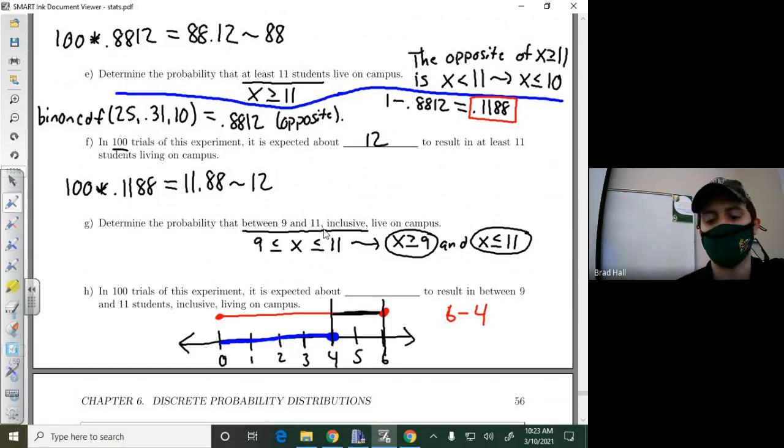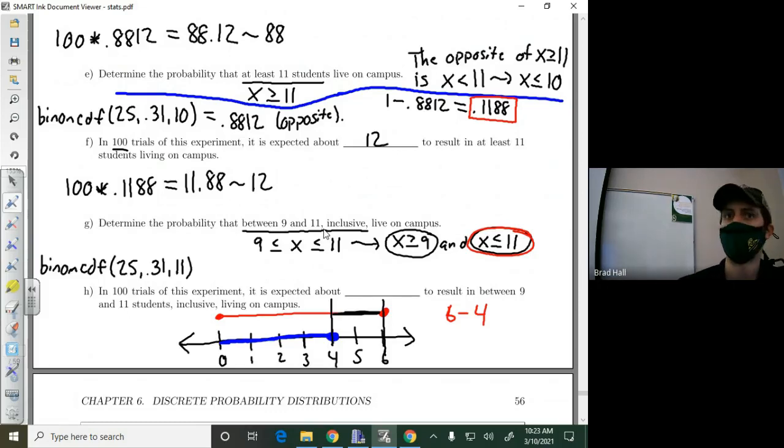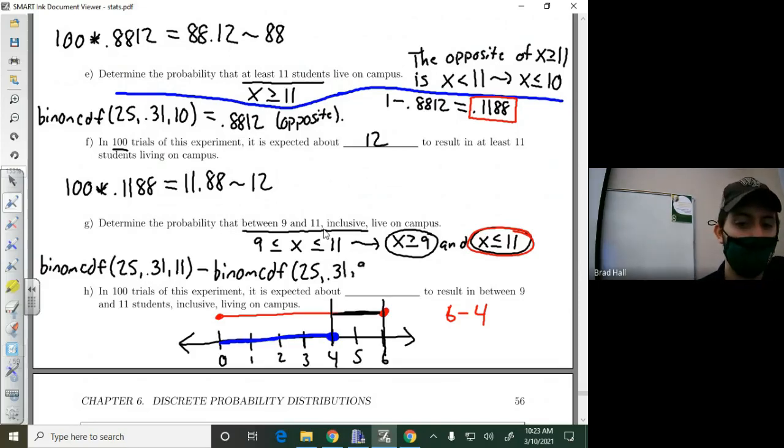And you might think, why the heck are you talking about this? I thought we were doing binomial stuff. This illustration is why we're going to do binomial CDF involving the 11, the larger number, that'd be 25.31, the 11, because it does have the equal to sign, but we're going to subtract the binomial CDF of 25.31 and 9, the second one.